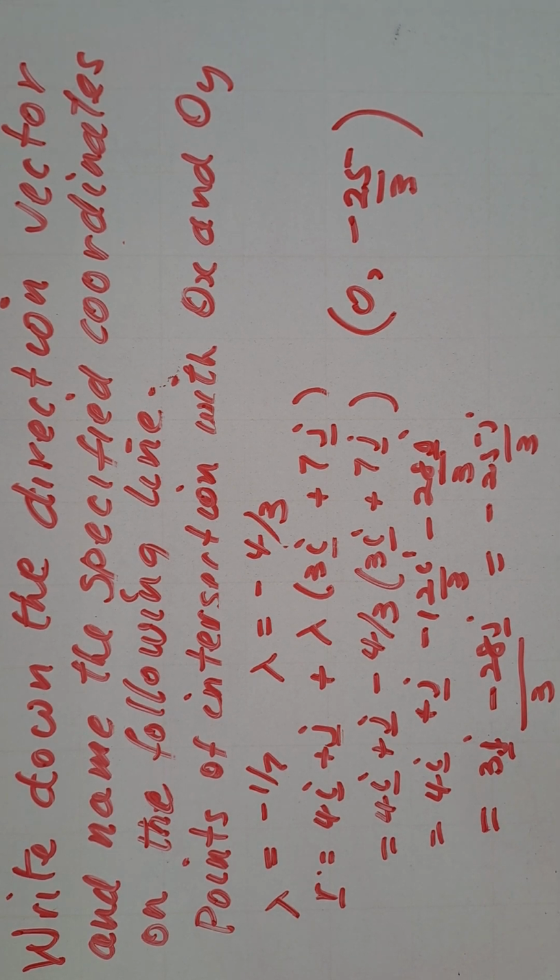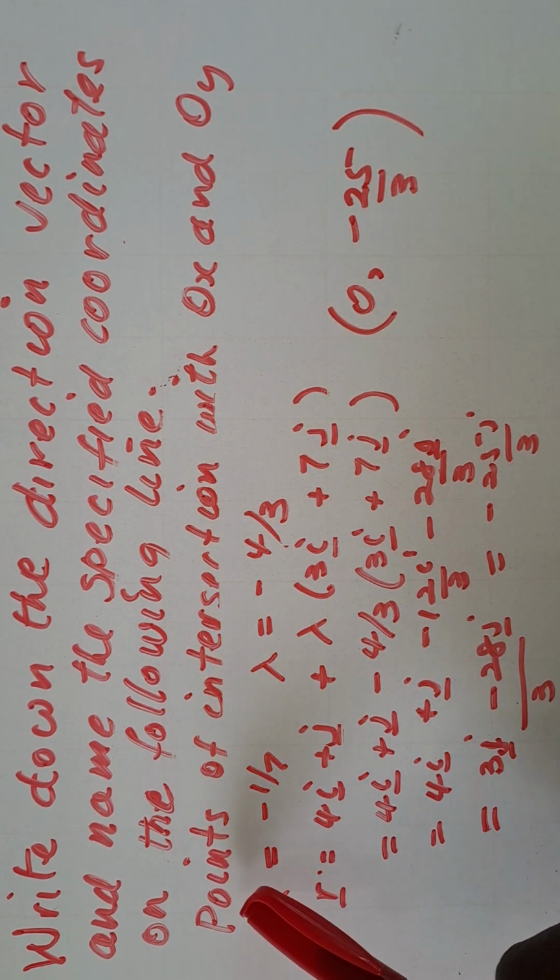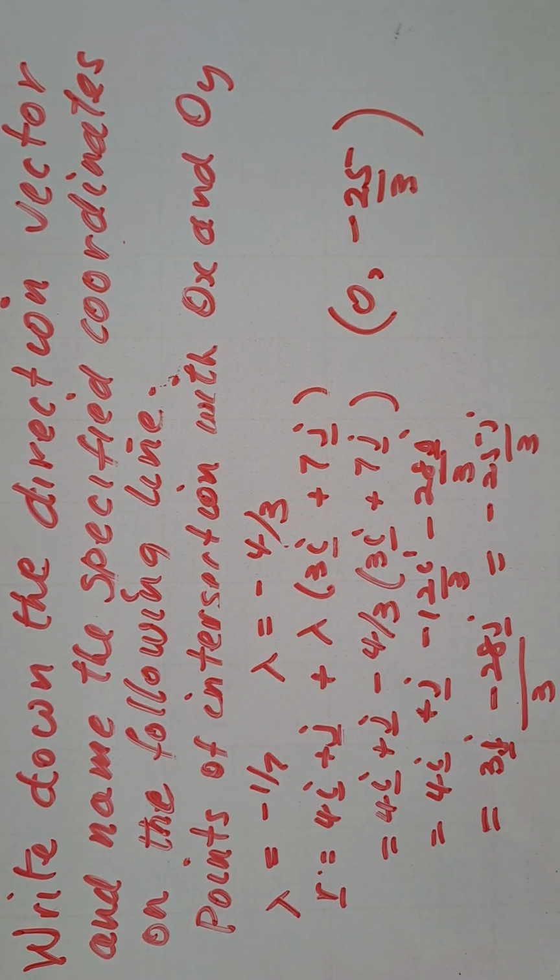So there you have it. We've calculated the points of intersection of OX and OY. We've named the specified coordinates on the following line, which is 25 over 7, 0, and 0, minus 25 over 3.